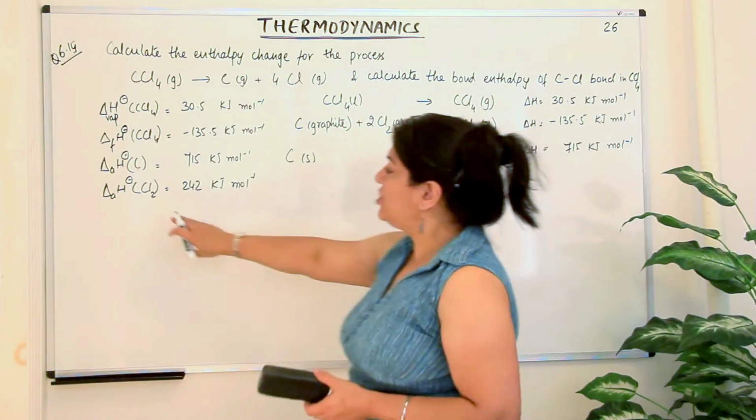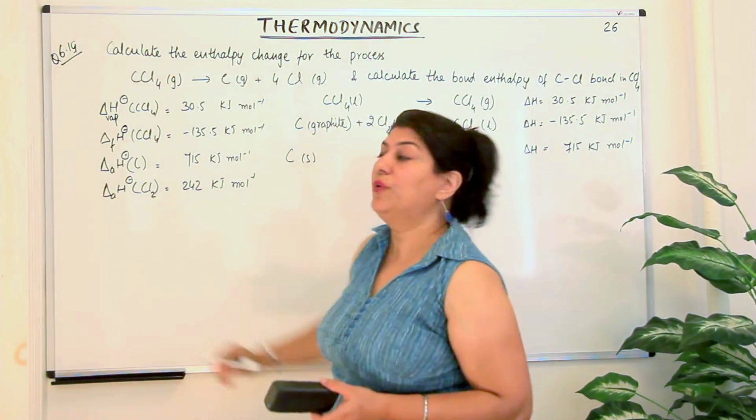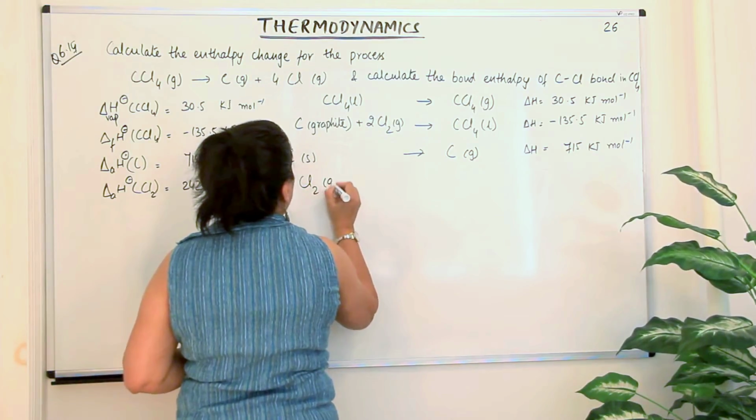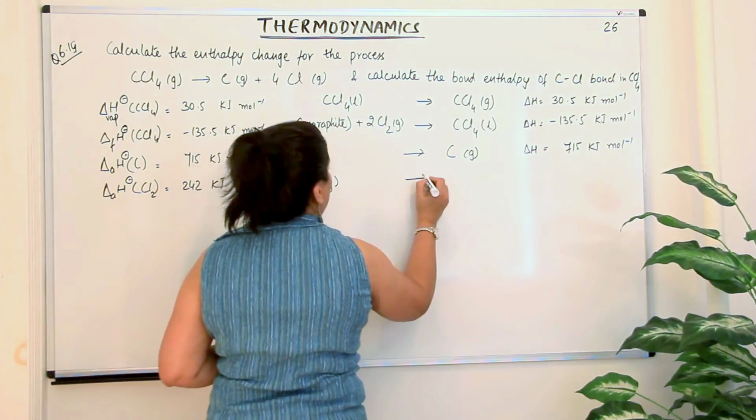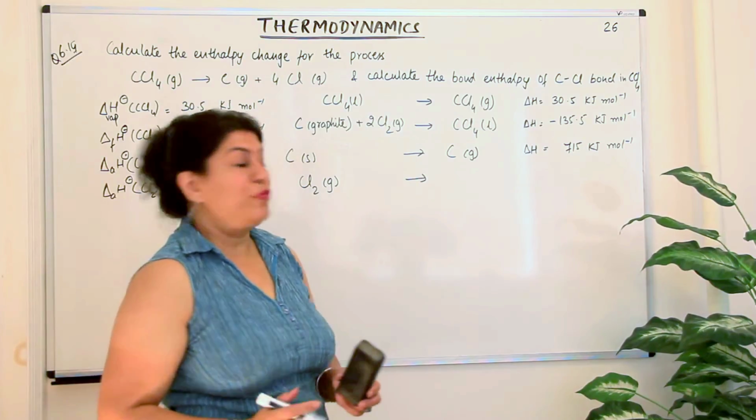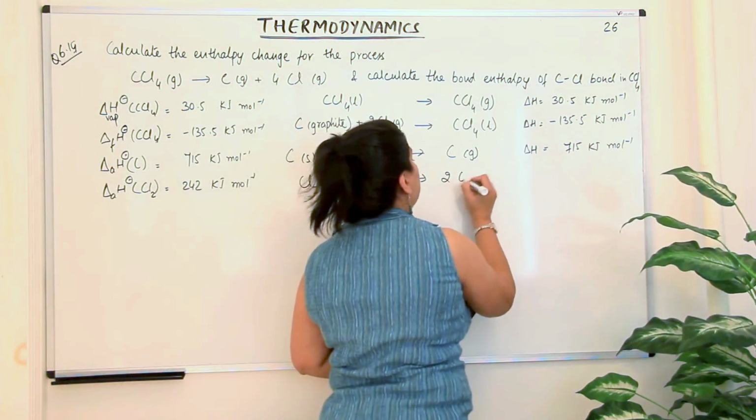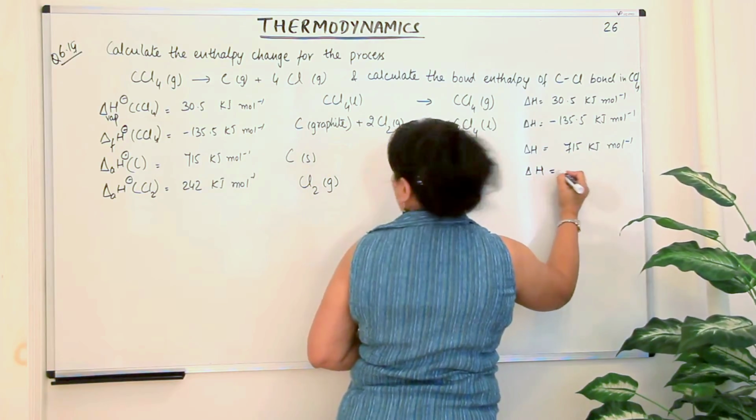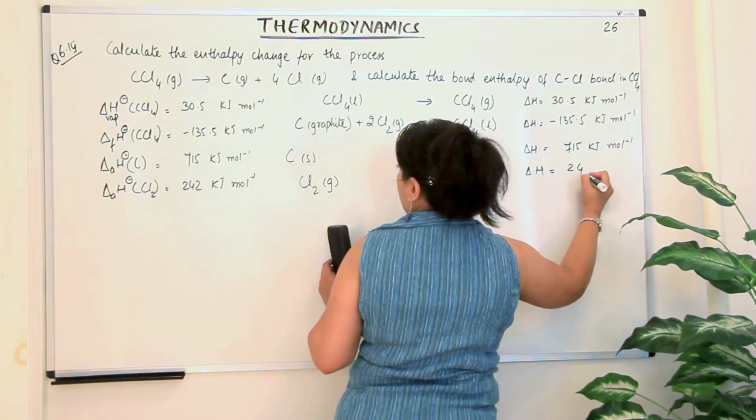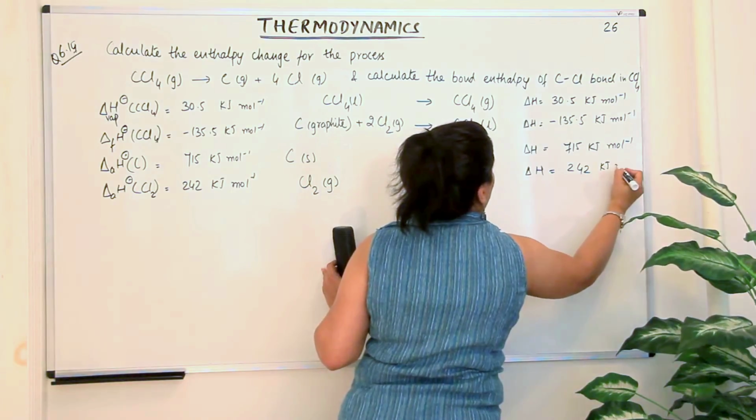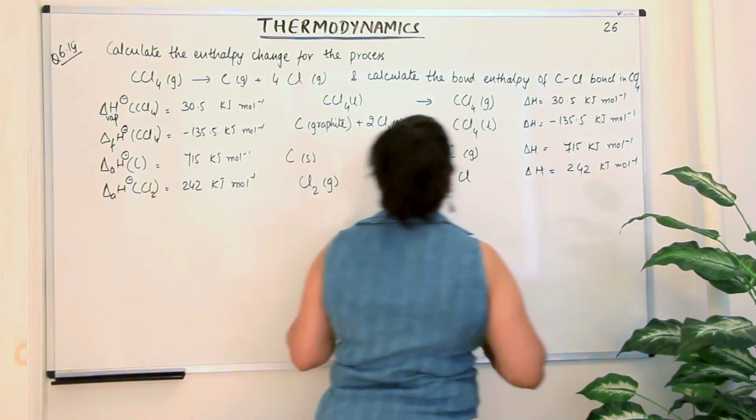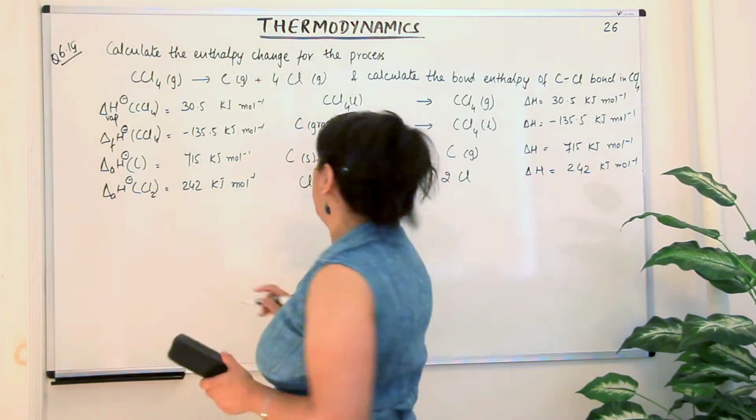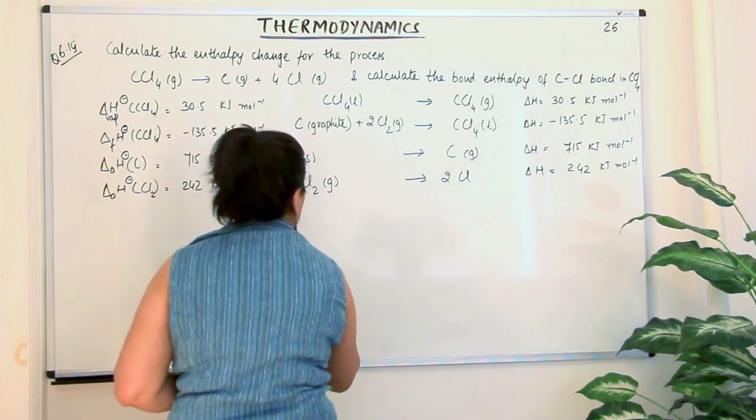Right? Now, the next change is the enthalpy of atomization of chlorine. We know that chlorine is a diatomic molecule in the gaseous state, and we need to break the bonds of 1 mole of chlorine to get 2 moles of chlorine atoms. And this reaction would give you the enthalpy of atomization of chlorine, which is given to us as 242 kilojoules per mole. Right? Now, what is our desired reaction? The desired reaction is given to us in the beginning. So we'll write down the desired reaction here.